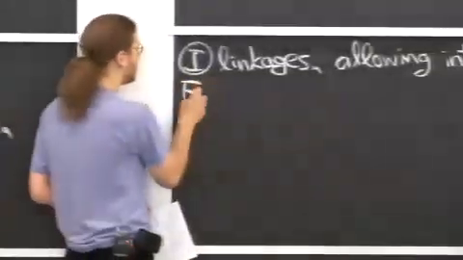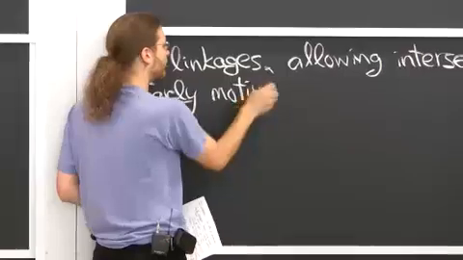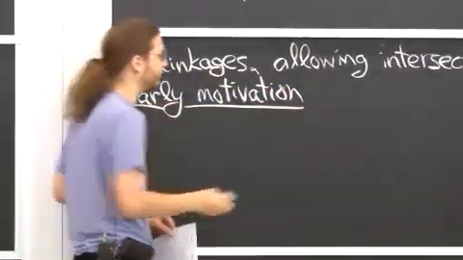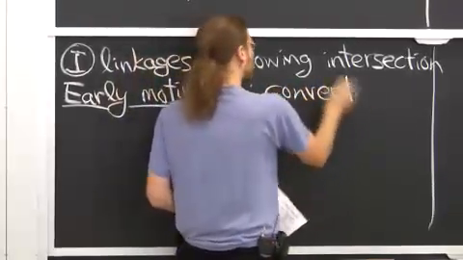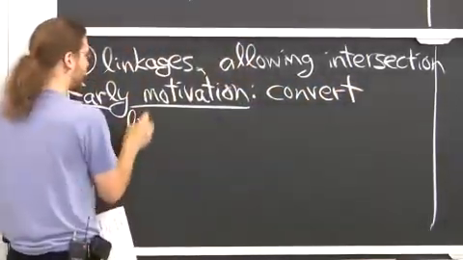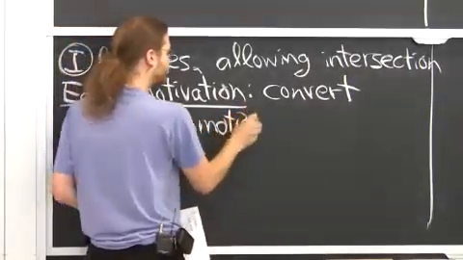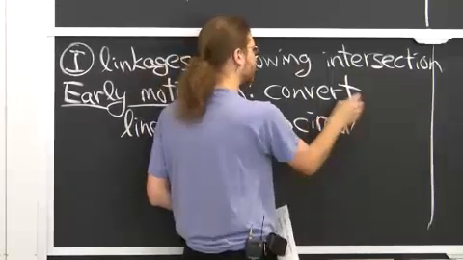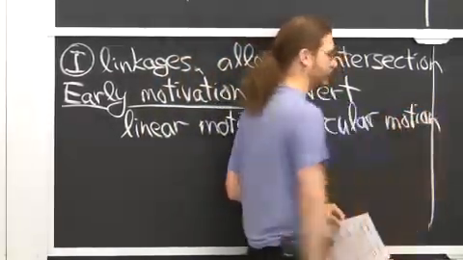So an early motivation here, where a lot of this linkage folding came from originally, this is the 1800s, is converting linear motion into circular motion. Actually, it was really, get it right, linear motion into circular motion.